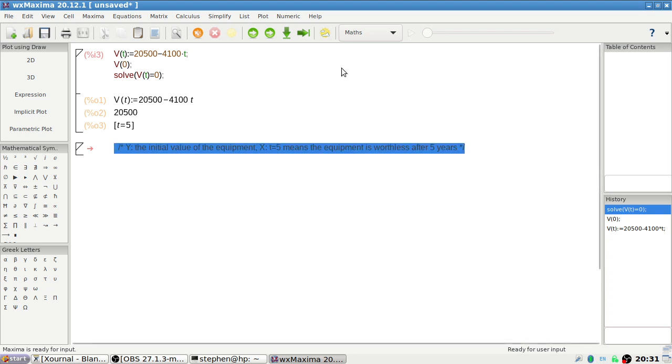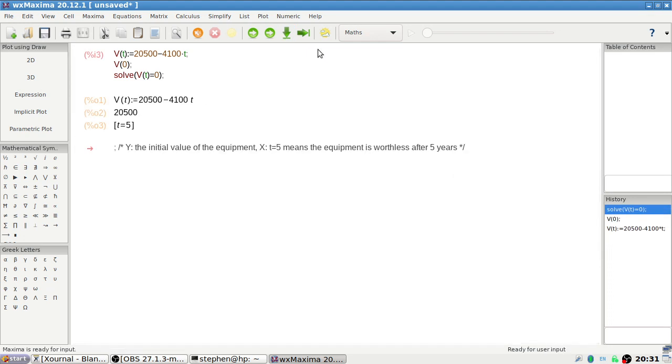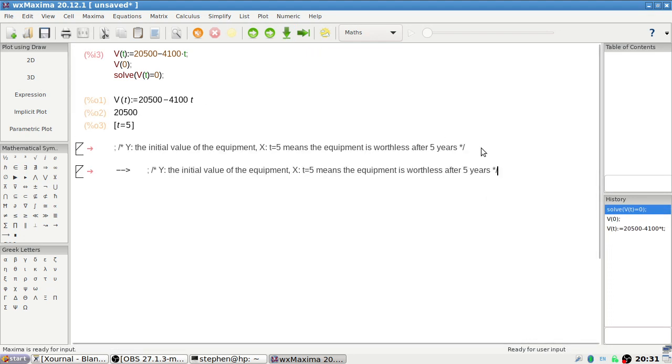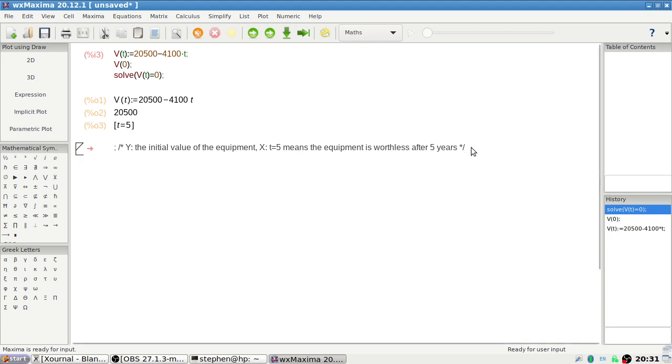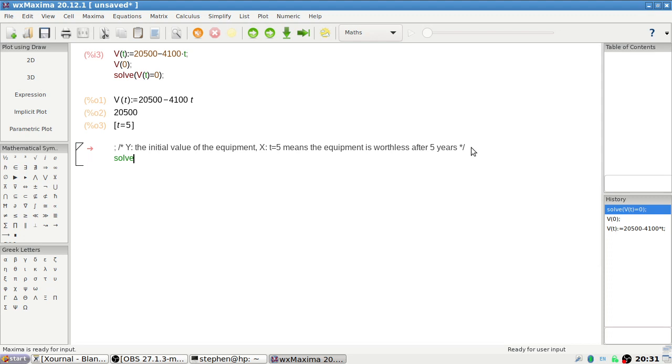Okay. All right. What is the value of the equipment at the end of 5 years? Well, it's worthless. That's what we just said. When will the equipment be valued at 3,000? Okay. So we just want to solve when will this equal 3,000.